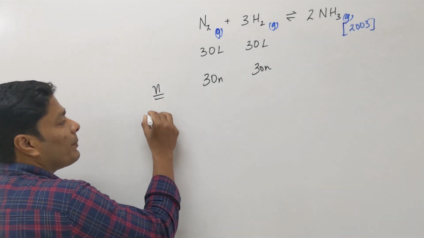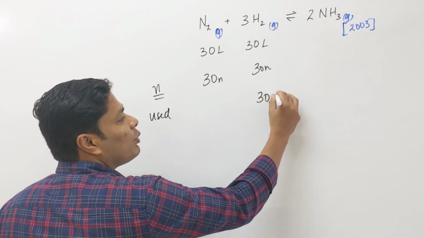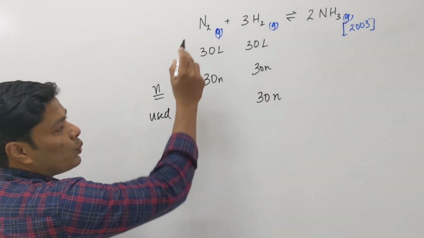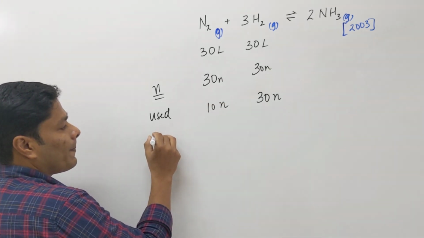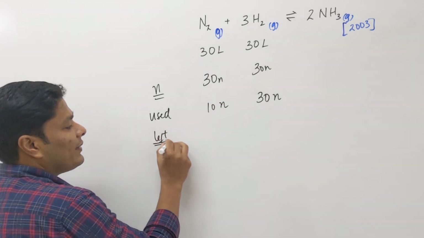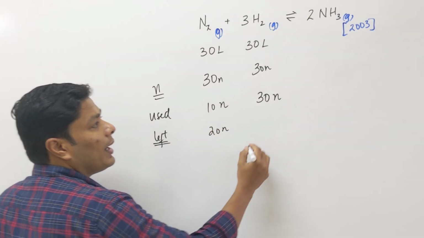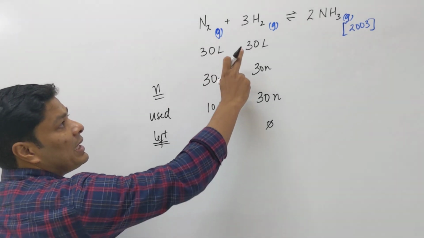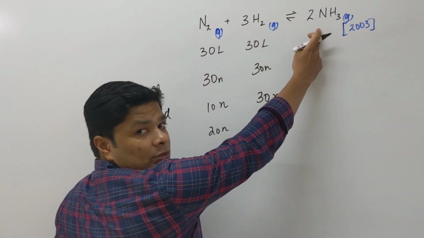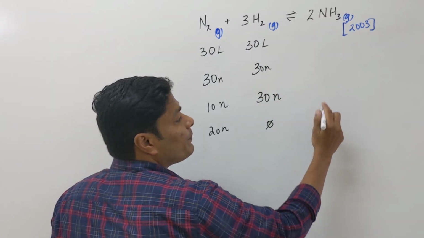So used up. If 100% is used, all 30 moles will be used up. 3 uses 1. So 30 will use up 10 moles. What will be left? I will have 20 moles of this left and 0 of this left. You can look into this. 3 moles gives you 2 moles. Correct? 3 moles gives you 2 moles. So 30 moles will give you 20 moles.